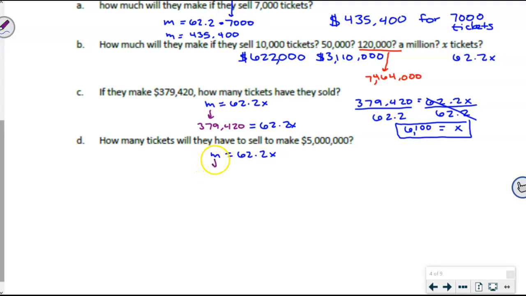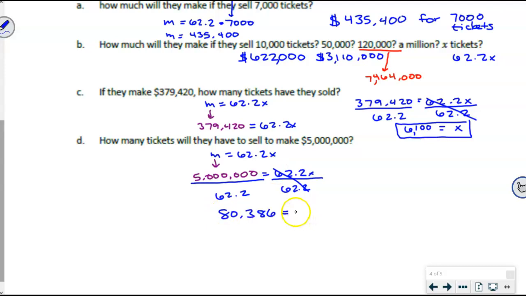It is, yes. So remember, again, we're changing the M, the amount of money, substituting in 5 million. 5 million is equal to 62.2 times X. So now I have an equation to solve. I undo this multiplication with division, and whatever I do to one side, I do to the other side. And that is how I get 80,386 is equal to X.